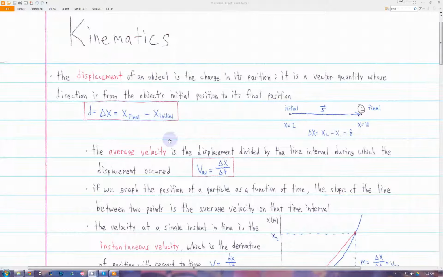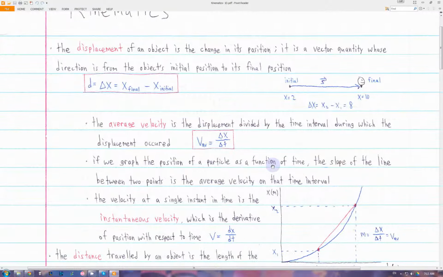So the next quantity is the average velocity, which is a displacement divided by the time interval during which the displacement took place. So if this guy made his 8-meter displacement in 2 seconds, his average velocity over that interval would be 4 meters per second. And so average velocity is also a vector quantity which points in the direction of the displacement.